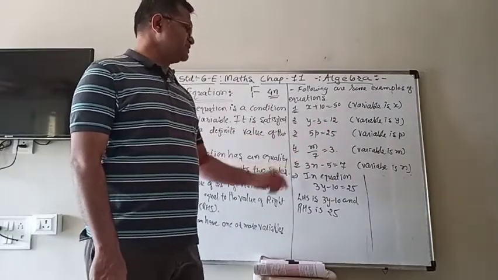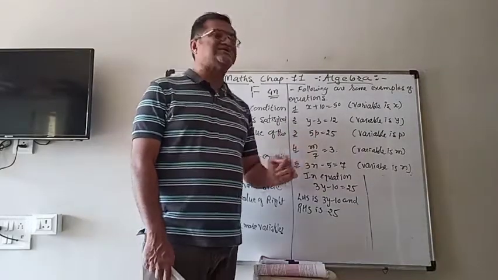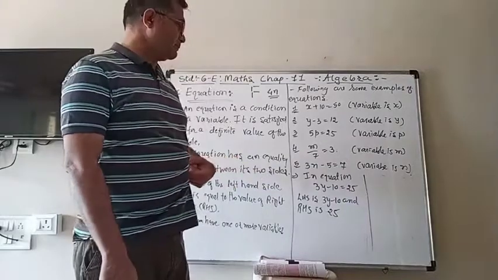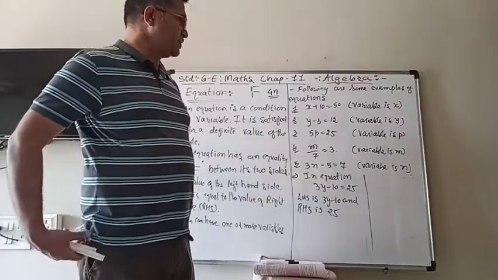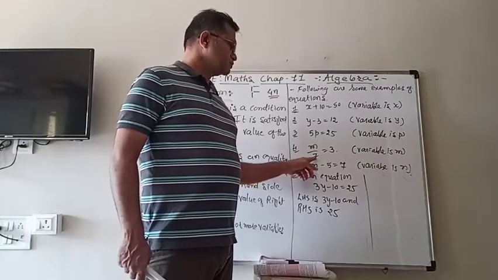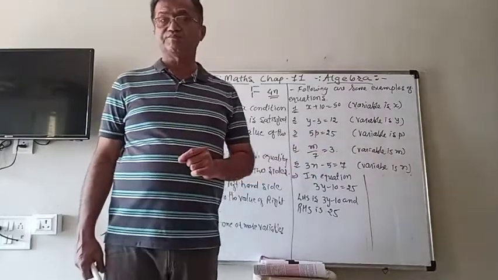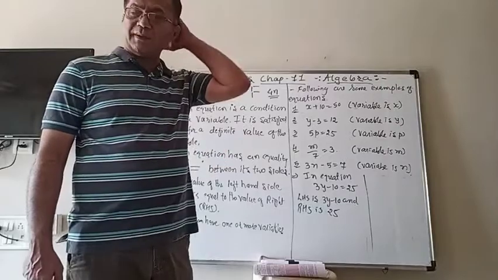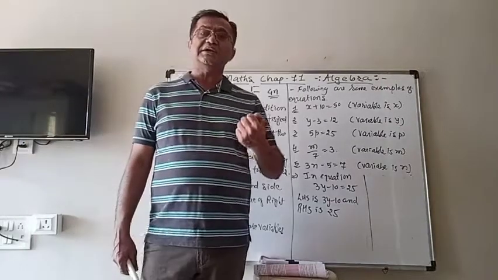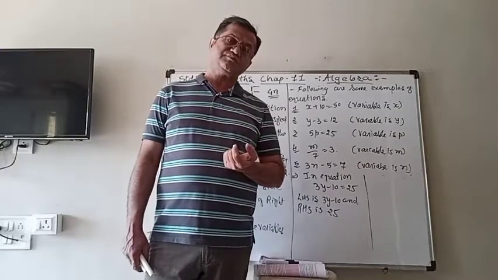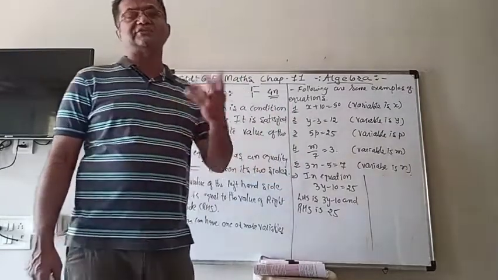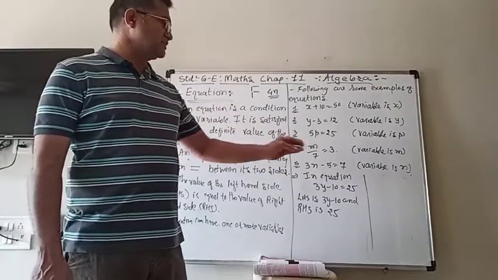Similarly, the other one is m upon 7 equals 3. Here the variable used is m, and the condition is that if you divide m by 7, the value is 3. So what can be the value of m here? Which number, when you divide by 7, gives the answer 3? It is 21. 21 divided by 7, 7 3s are 21. So your answer is like that.